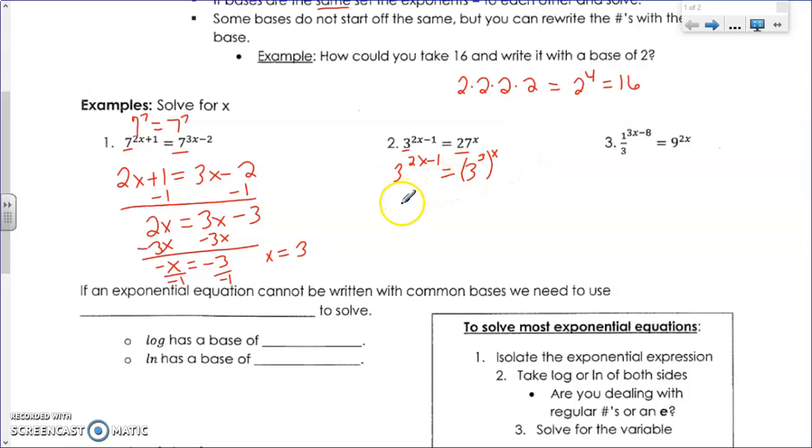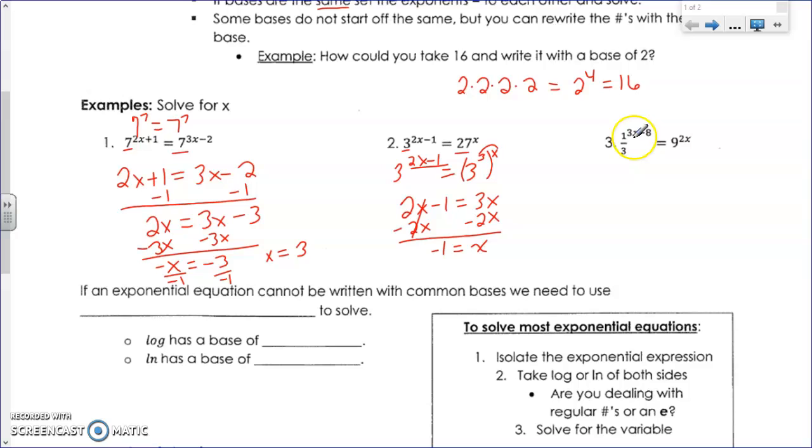So then I have, bases are the same, so I can take my exponents, 2x minus 1, equals, if you remember, a power to a power, so that would be equal to 3x. Okay, so here I can subtract 2x. So I get negative 1 equals x. Again, I could plug that back in and check it with my calculator.